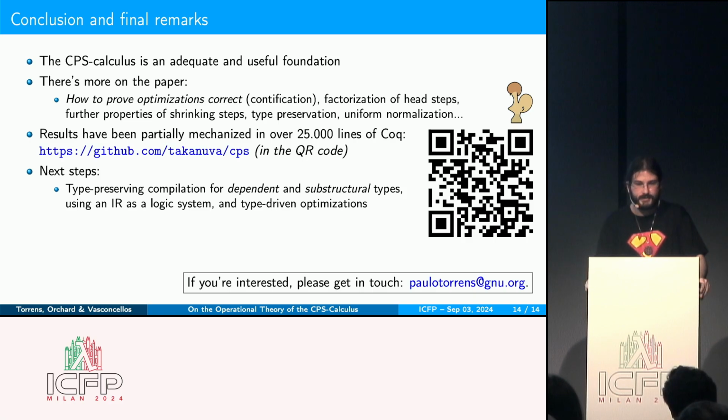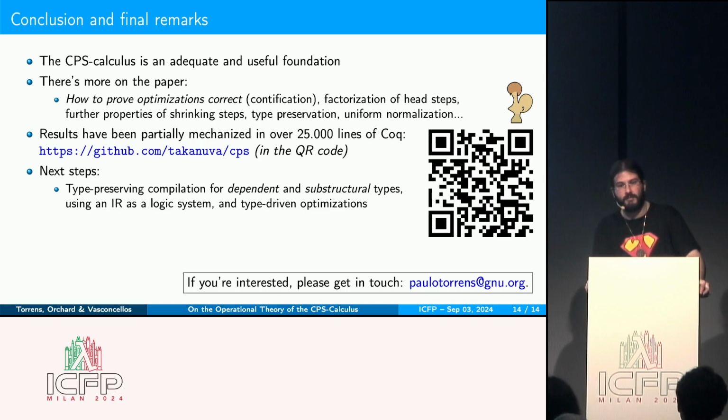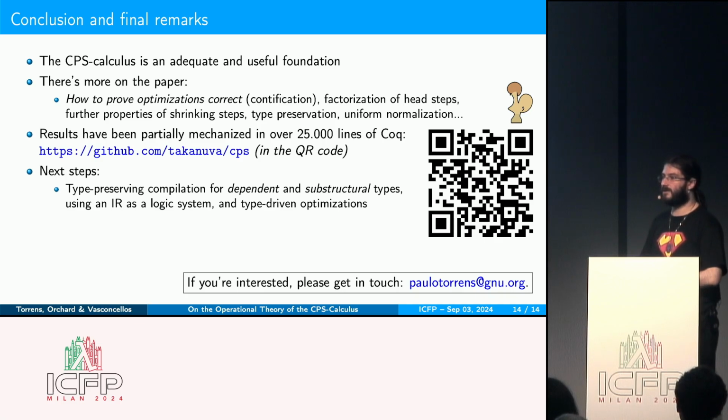And our next step for this research is to go back to our original goal and give type-preserving compilation for both dependent and substructural typing systems, which means that we are going to use a compiler intermediate language as a logic system and study how we can arrive at type-driven optimizations by leveraging the type information within the IRs. That's it.